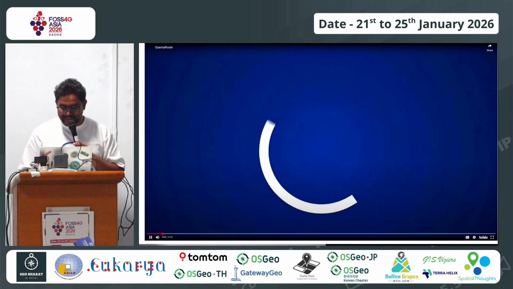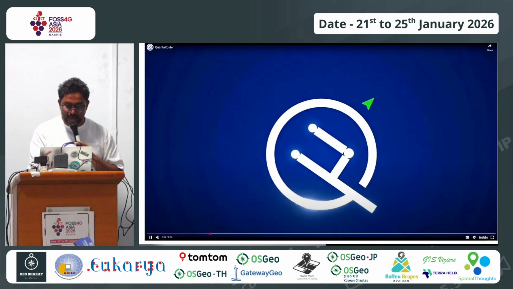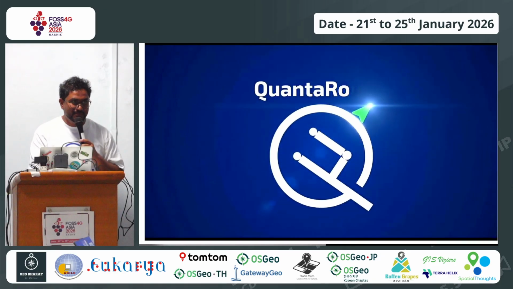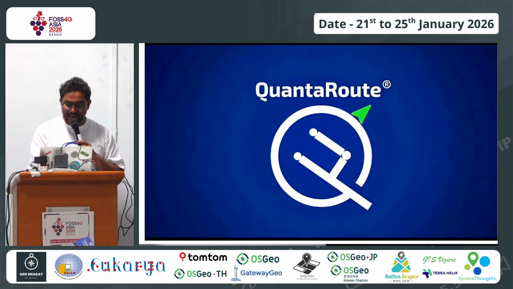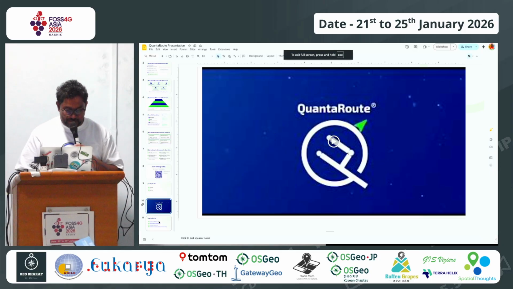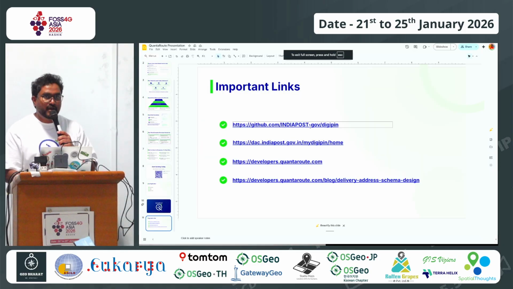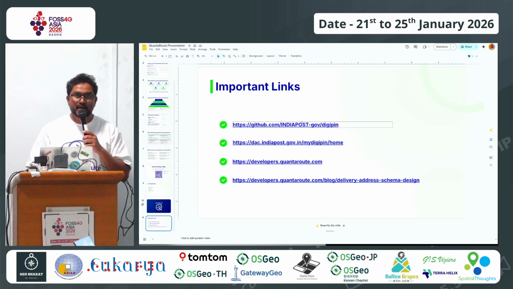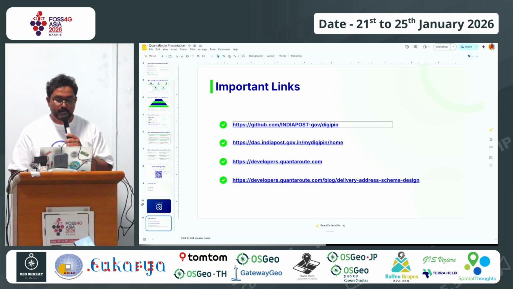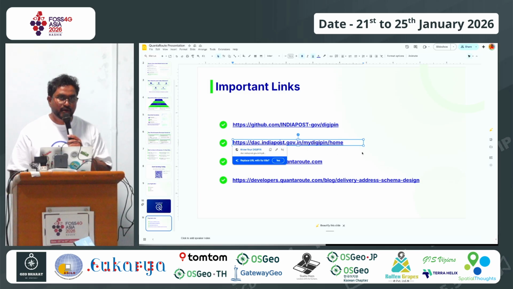I'm skipping that video. This is just something I made to explore how it looks. So these are some important links. As I shared, it is open source, so in the DIGIPIN calculation or the government library, you can find how the DIGIPIN works. And then there is a "Know your DIGIPIN" link, where you can find your DIGIPIN address.